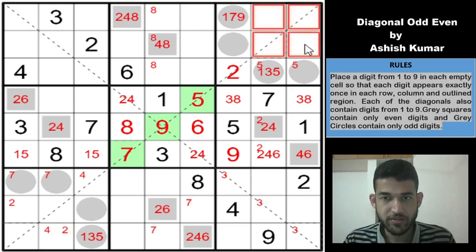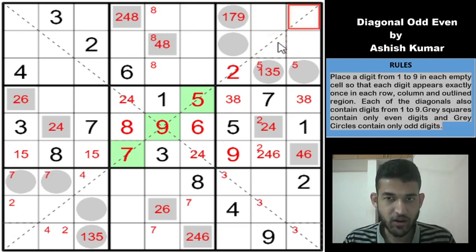So we need to place 3 even digits and 1 odd digit in this place, right? We also know that one of the odd digits must go into this cell, and one of the odd digits must go into these 3 cells. Which means both of these cells will be even and both of these cells will be even, right?